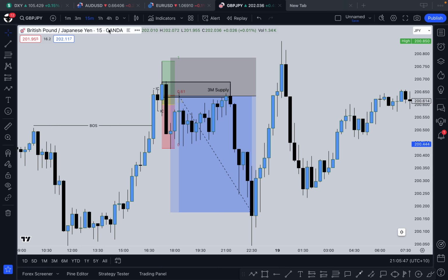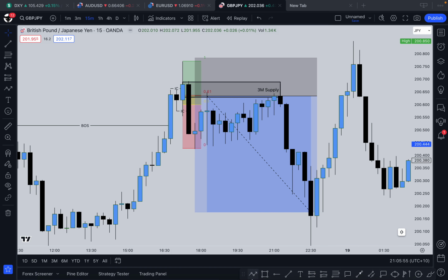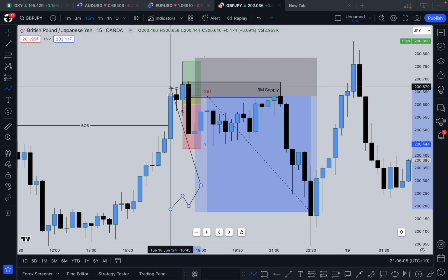So, on the 15-minute, we see this demand zone being created, and price makes this high. On the 3-minute, we would see something like this. This is what we're seeing on the 3-minute now. Then if we keep going, we see price break down. This is all 3-minute.